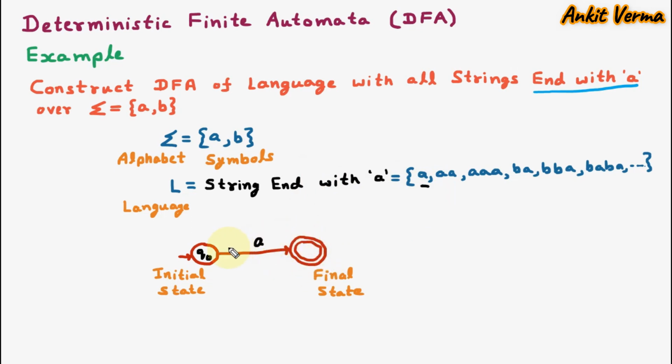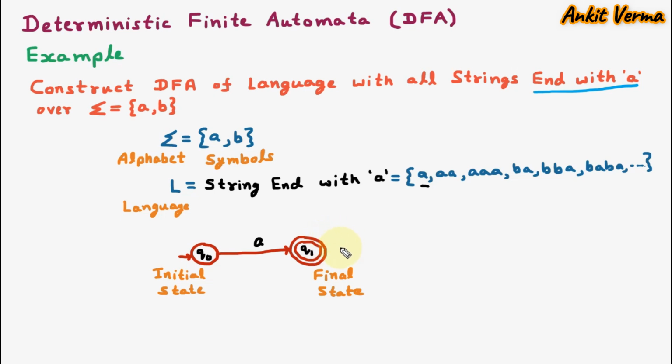And here we can see that we started with Q0, and when A comes, we go to the next state which is the final state. Let us suppose that the name of this state is Q1. So we are on Q1 which is the final state, and after that this A is accepted by the machine. So till now a basic skeleton of the DFA is created.